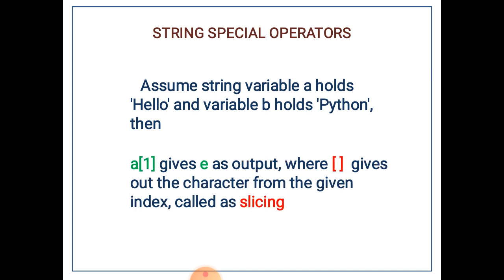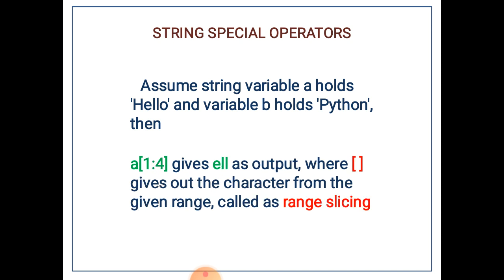The next one is slicing, meant for giving a single character, a specific character from the given index. This is called slicing. And the same thing, this is range slicing: from, to gives out more than one character from the specified range or the specified index, called range slicing.